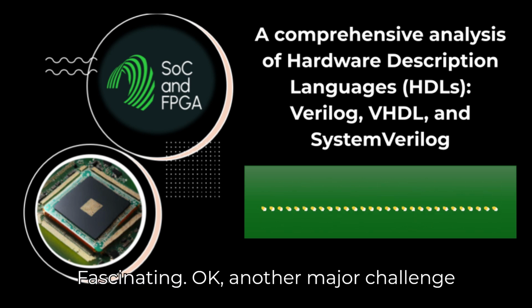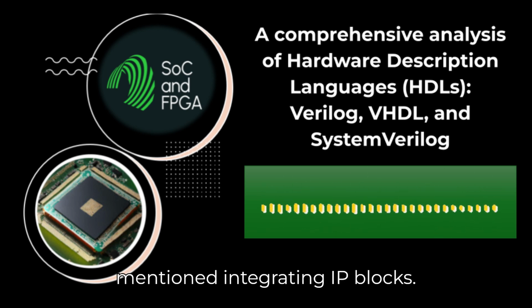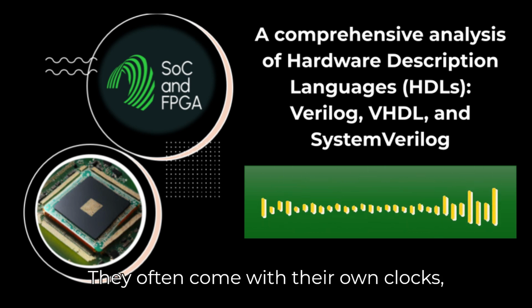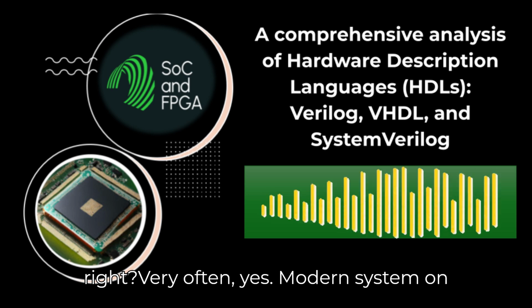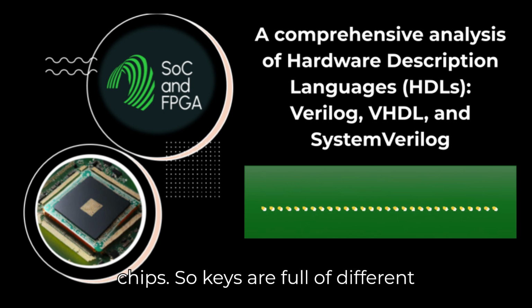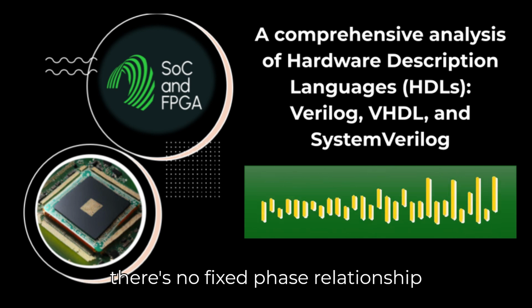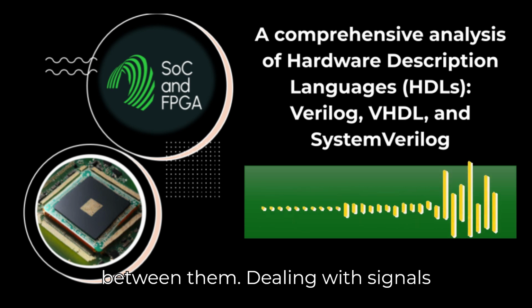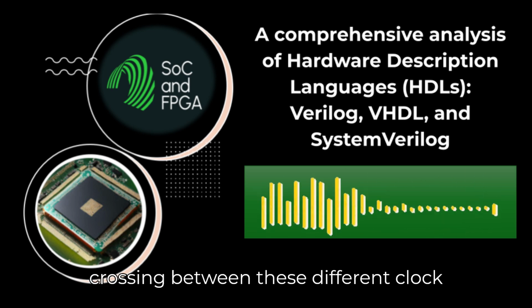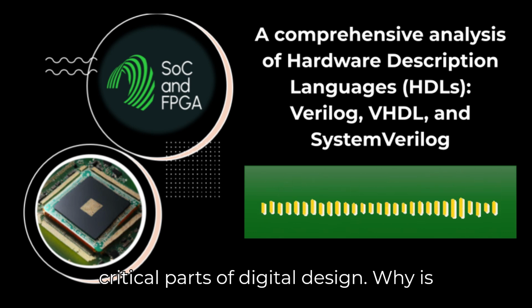Fascinating. Okay, another major challenge in big chips, multiple clocks. You mentioned integrating IP blocks. They often come with their own clocks, right? Very often, yes. Modern system on chips, SoCs, are full of different blocks running on different clocks, often asynchronous to each other, meaning there's no fixed phase relationship between them. Dealing with signals crossing between these different clock domains is one of the trickiest and most critical parts of digital design. Why is it so tricky?